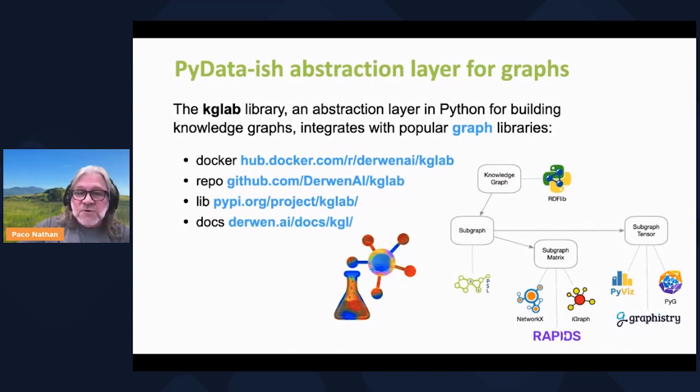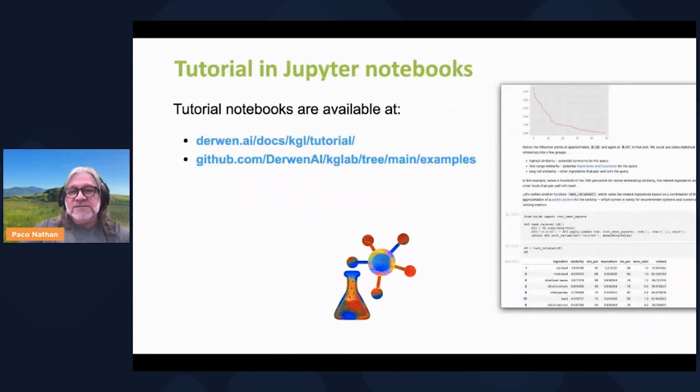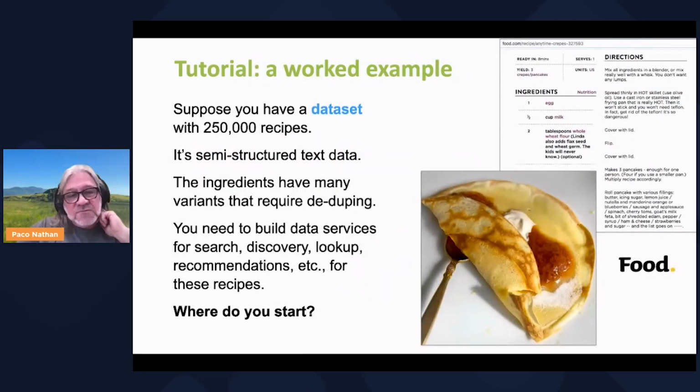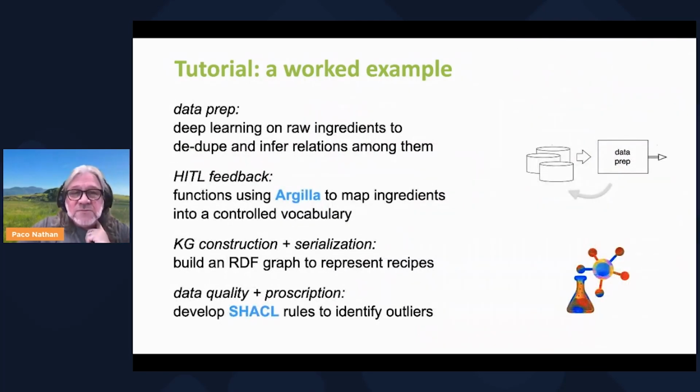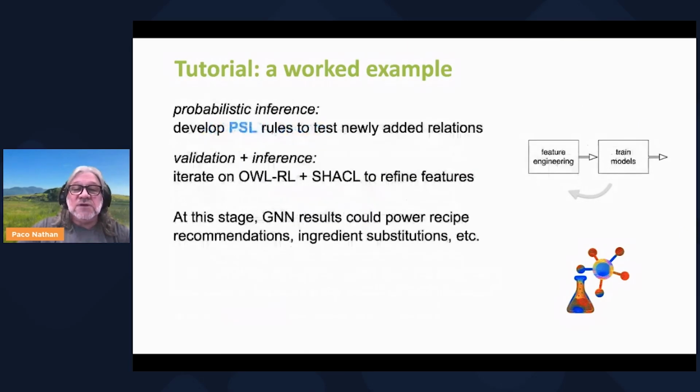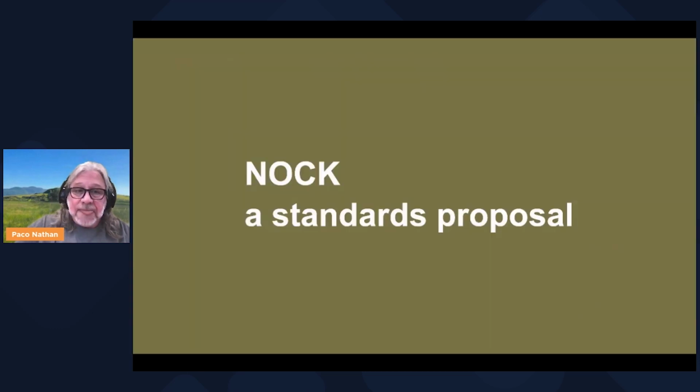And we've got some tutorials that cover a lot of this. Basically, there's some Jupyter notebooks up online where we show using these kinds of techniques with a sample from food.com of 250,000 recipes. And just some things to think about when you're doing data preparation and building up workflows so that you can get to the point of actually doing something interesting, like maybe a recommender system.